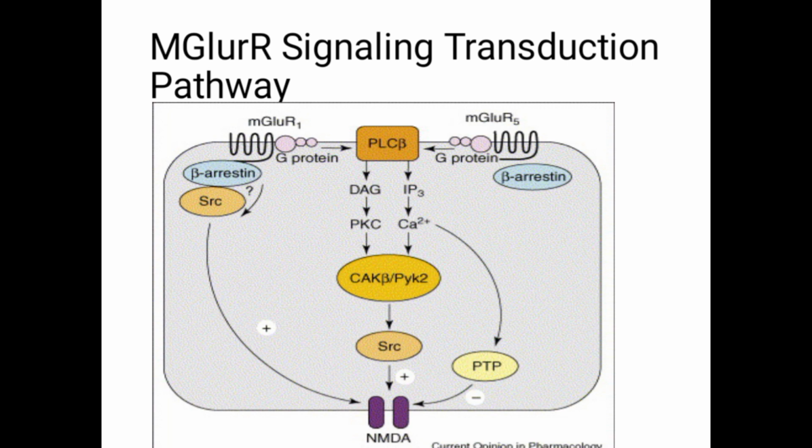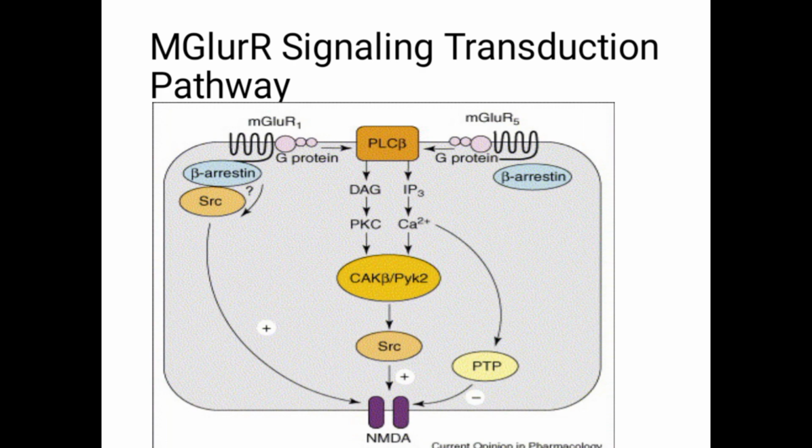Then the calcium ion also activates CAK beta, PYK2, and alongside with the SRC, you can see in the diagram. These three are proteins which increase the signals that can turn on other processes. Now, this leads to feeding the NMDA receptor, which are ion channels involved in learning and memory.